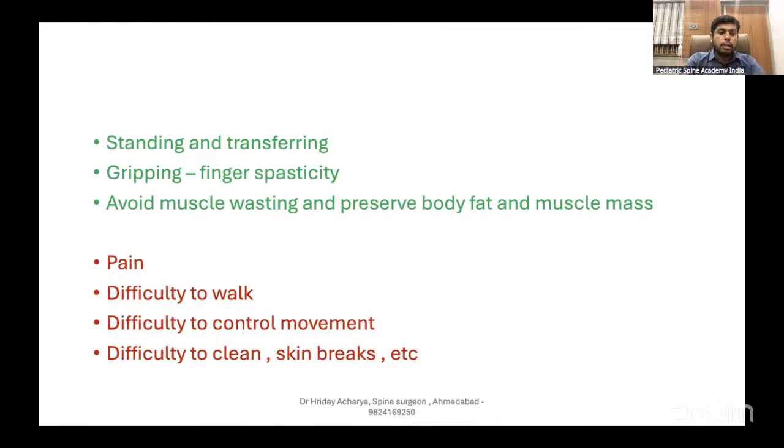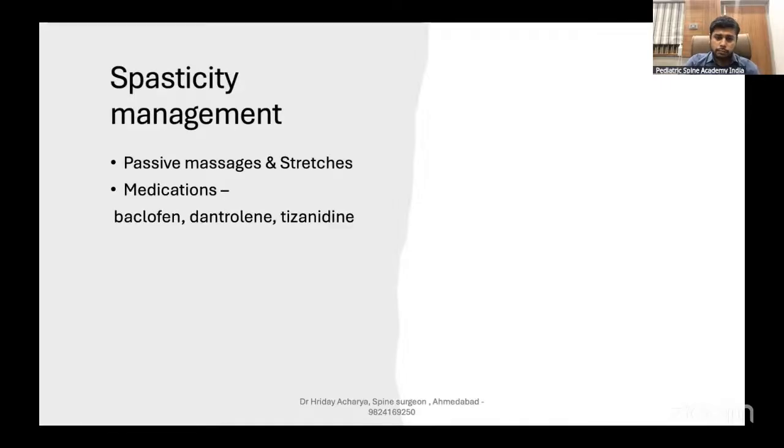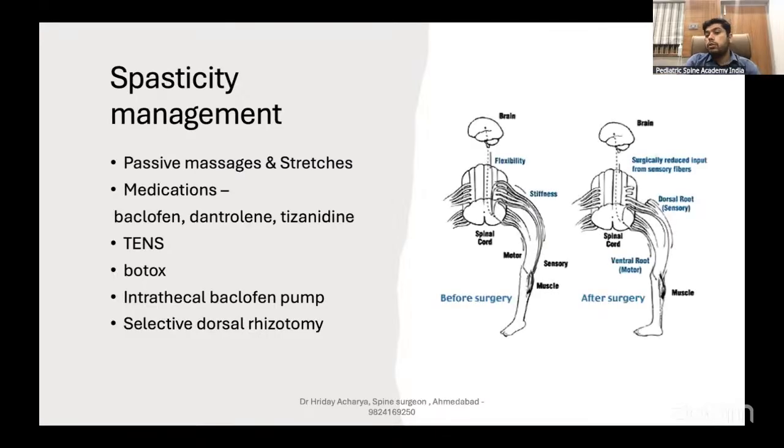There are out of control movements that keep on happening, difficulty to clean, and the skin breaks, etc. So spasticity can be managed by stretches, medications like baclofen, dantrolene, tizanidine, TENS, Botox, and intrathecal baclofen pumps. There are surgical options also available, like selective dorsal rhizotomy, where you cut the dorsal root ganglion, so the nerve supply that is going to the muscles goes away, the motor supply, which is acting as an imbalance, and that's why we do a dorsal root rhizotomy, and so the imbalance goes away.